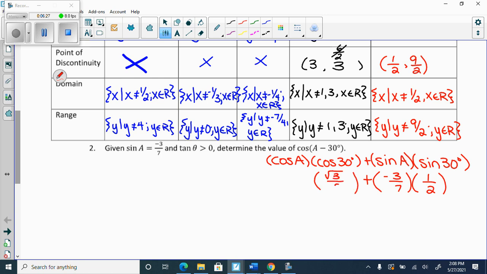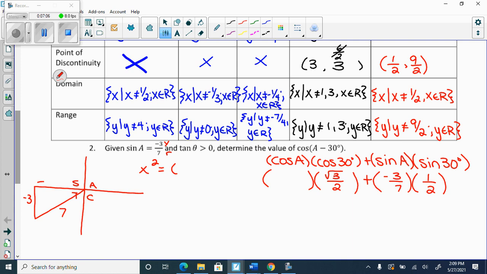The only thing I need is cos of A. And how do I get cos of A? I have to sketch the triangle out and find the third side. So I have CAST. I need where sine is negative and tan is positive. Sine is negative and tan is positive here. And this is sine, opposite over hypotenuse, so it's negative 3. R is 7. I need to solve for x, which is going to be negative because of it being in that quadrant.